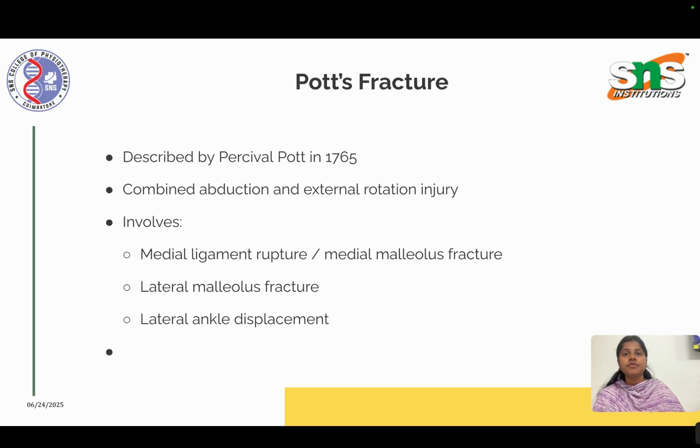Coming to the Pott's fracture, let's not forget Pott's fracture. It is named after Percival Pott in 1765. It is a combined injury that includes a rupture of the medial ligament or fracture of the medial malleolus. With a fracture of the lateral malleolus, the entire ankle shifts outward. This is a serious injury caused by twisting or rotating the foot.